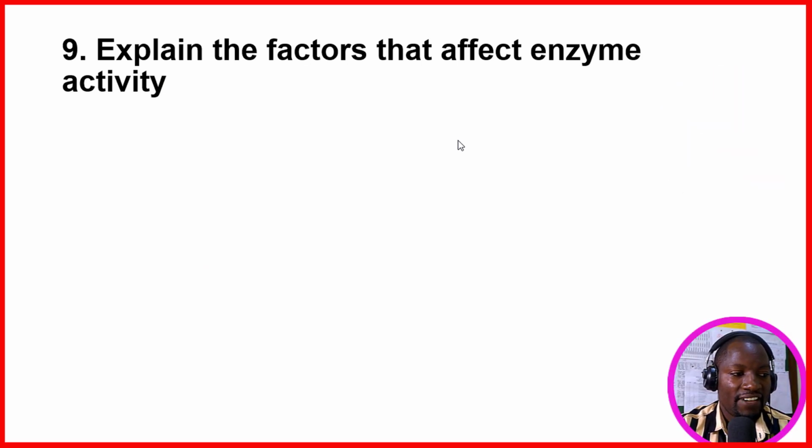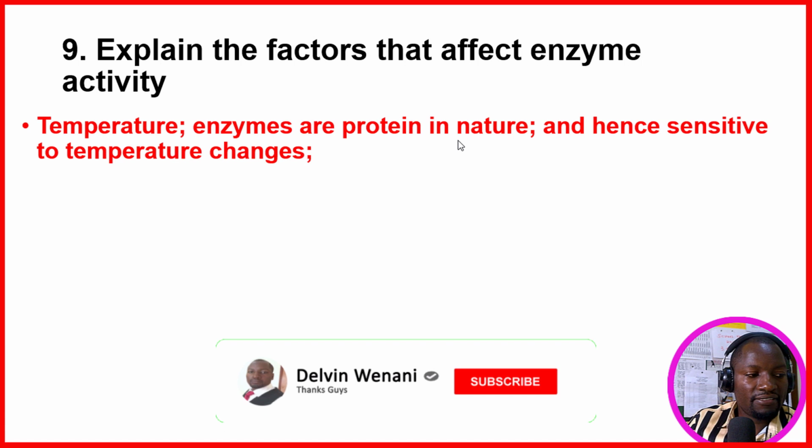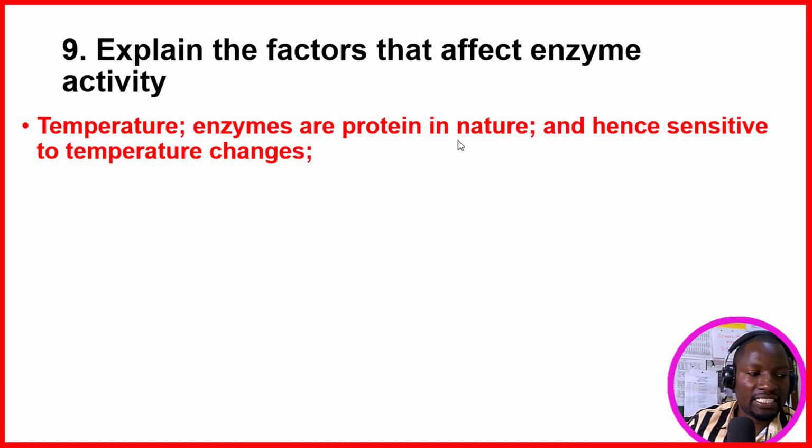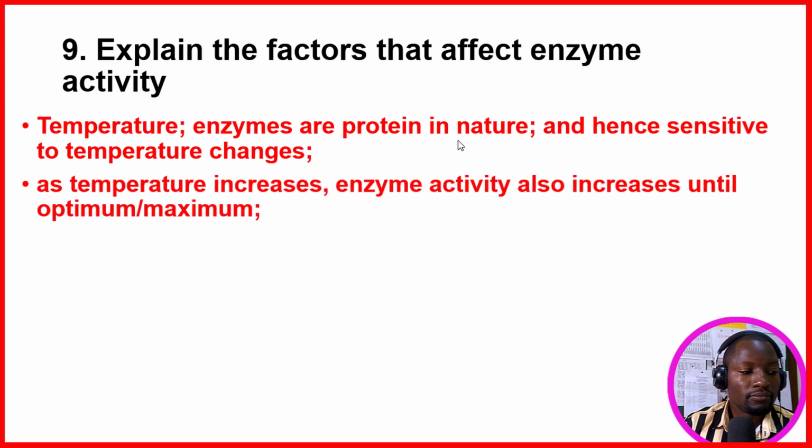Explain the factors that affect enzyme activities. And these factors are, number one is temperature. Temperature affects the enzyme's activity in which way? Enzymes are protein in nature, and therefore they are very sensitive to temperature changes. As temperature increases, enzyme activity also increases until it reaches what we call the optimum or maximum.